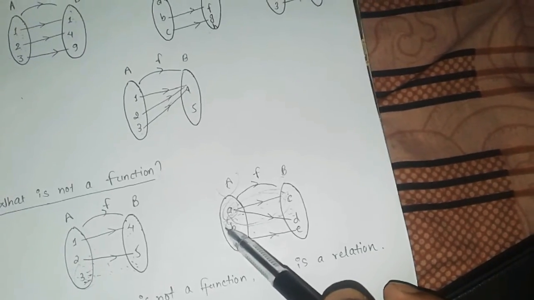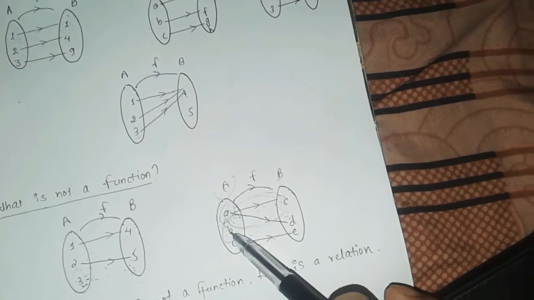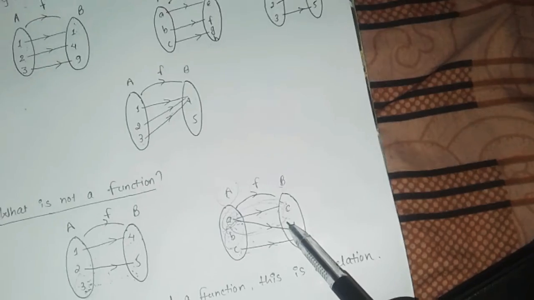Similarly here, we have an extra b, that also doesn't follow the rule because b doesn't have an association, and b is not connected to anything.